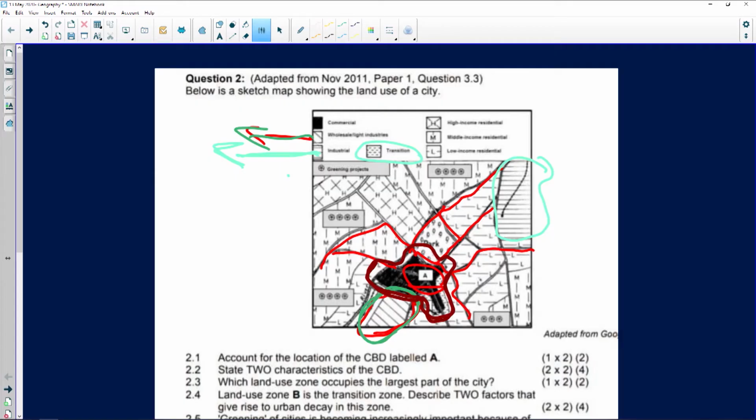Okay. And then on the right-hand side, the keys represent our three different income residential areas. We've got high income residential areas, middle income residential areas, and lower income residential areas. Unfortunately, this map doesn't give us great detail of the sizes of the stands, but it's very easy when they ask you in a map work paper to identify the high income and the low income residential areas.